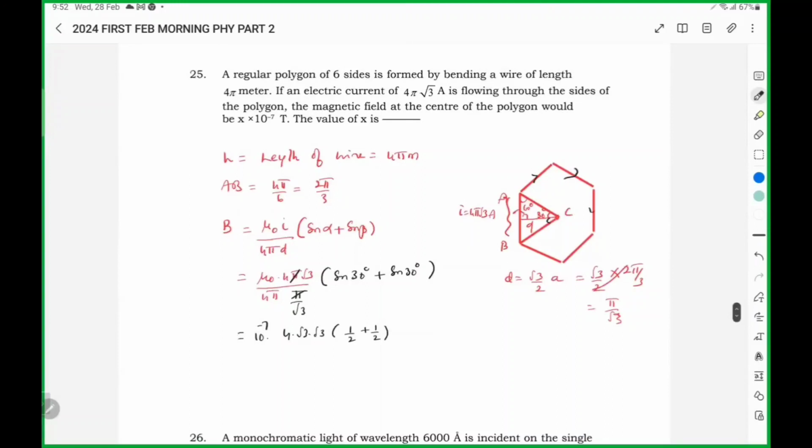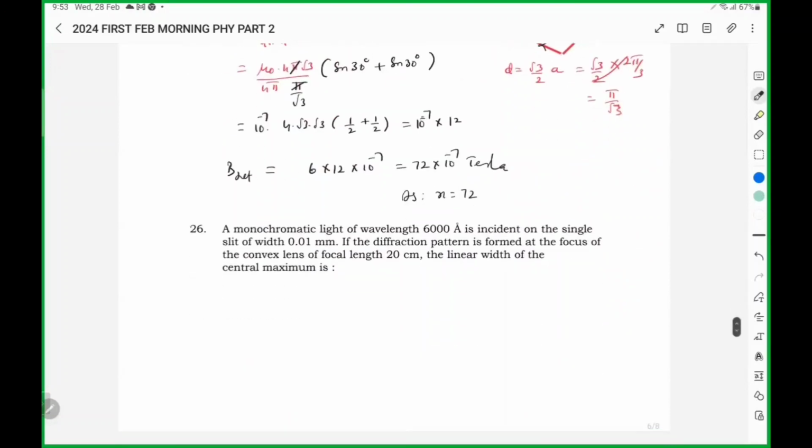So here current is flowing clockwise. Magnetic field due to this will be, here current is flowing in this direction, by right hand thumb rule the magnetic field direction due to each finite wire will be into the plane. So net magnetic field will be equal to 6 into 12 into 10 power minus 7, 72 into Tesla. Answer here is X value 72.